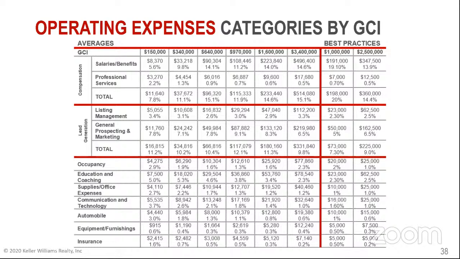How much are you spending in education? One of the things you see in here, education, whether it's attending Bold, attending specialty classes, getting a certification, or hiring a coach, that number is probably, aside from lead generation and your compensation, the next highest operating expense. Because you're making an investment into yourself.